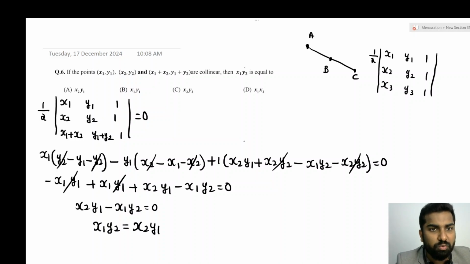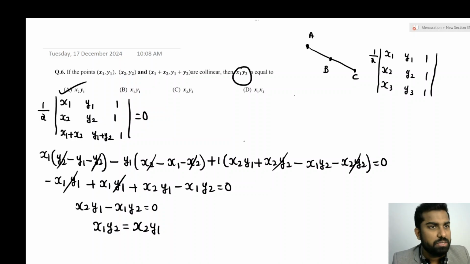They are asking the question, what is the value of x1 into y2? So x1 into y2 is nothing but x2 into y1. That is, option A is the correct choice for this. I hope this question is clear to everyone. Directly, we have to apply the condition that the area of the triangle equals 0 when the 3 points are collinear.